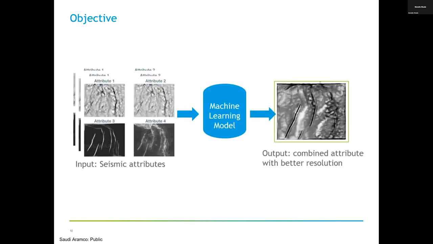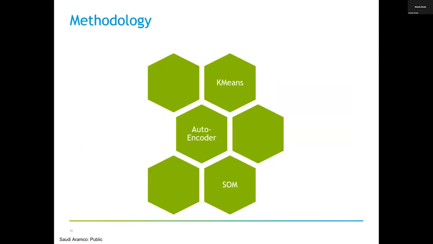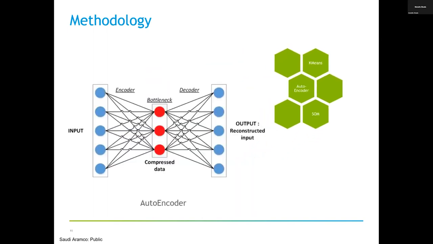So here is the objective of the project, which is to develop and examine a machine learning model that combines multiple seismic attributes in a way that preserves all the features of the combined attributes with hopefully better resolution and efficiency than the conventional multi-seismic attributes integration method. In the project, we examine several clustering methods and neural network models like k-means, SOM, and autoencoder. We found that autoencoder gives better results in our experiment.